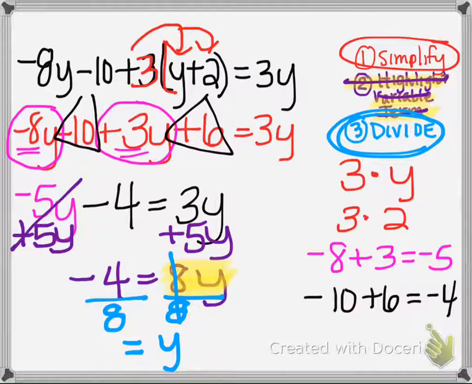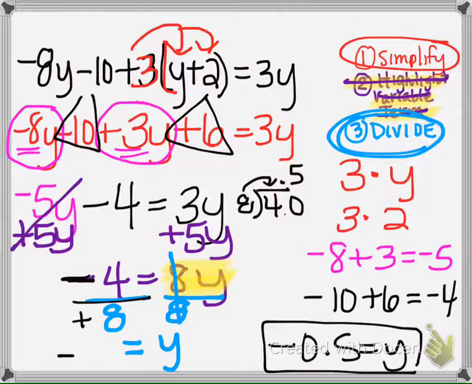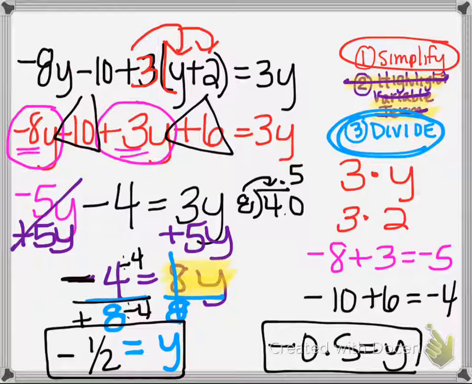And then here we have a negative divided by a positive. So that makes a negative. And 8 can't go into 4. 4 divided by 8, 8 can't go into 4, so we would get 0.5. So you could leave your answer as negative 0.5 for y, so that would be acceptable. Or just take the 4 and the 8 and divide out the common factor of 4, and we would get negative 1/2. So we can leave our answer as an exact fraction, or we can write it as a decimal.